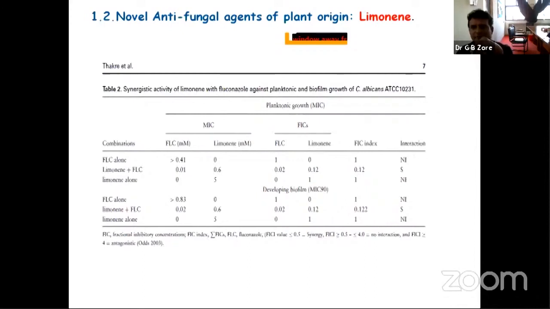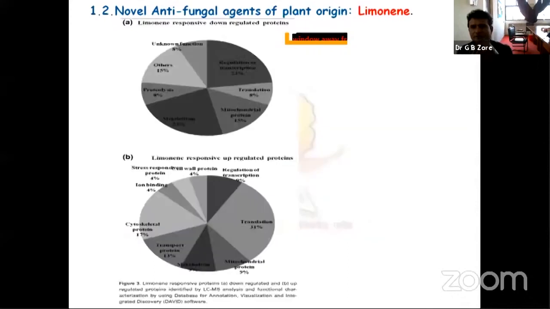In addition to this growth inhibition, we decided to understand how exactly limonene inhibits the growth of Candida albicans, and we identified these limonene-responsive proteins of Candida albicans using LC-MS data. We found that the downregulated and upregulated proteins belonged to different metabolic processes like transcription, translation, mitochondrial function, metabolism, proteolysis, and the cell cycle, etc.